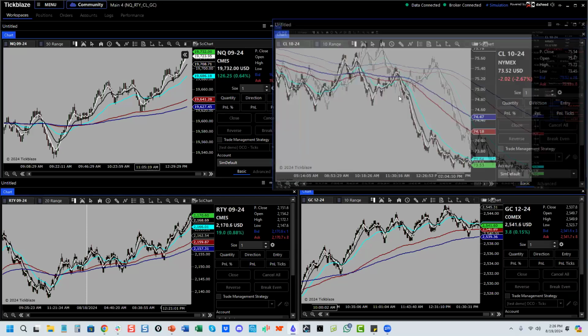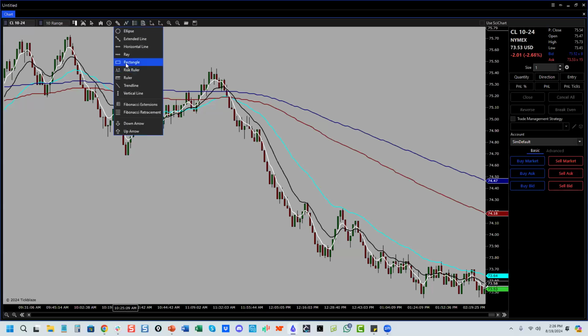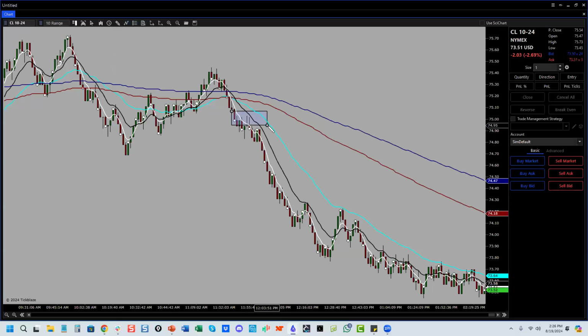I'll give you an example. This was a huge trade today that took place on crude. I'm just going to circle where the entry was right here. That was the entry on crude short. And then here was the micro scalp trade right here.